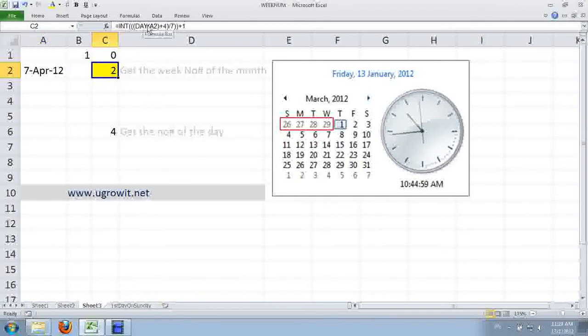Right, this would be the formula. But what is this 4 about? Right. Now, first example, let's see. You get the day, so you extract the day, the 7th, of the date, and plus 4. But what is this 4?